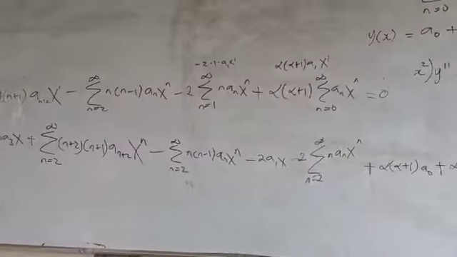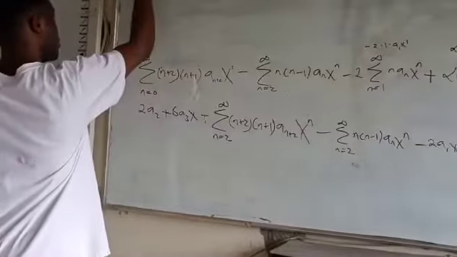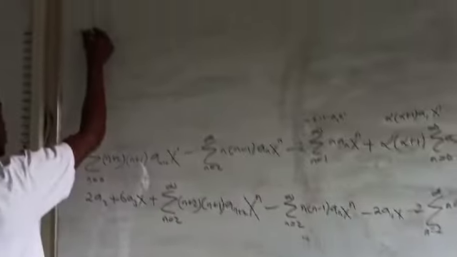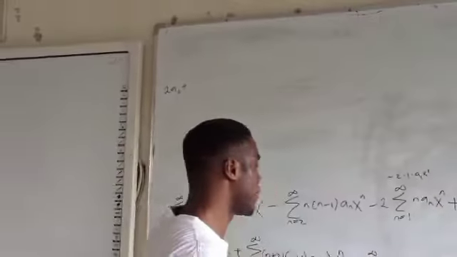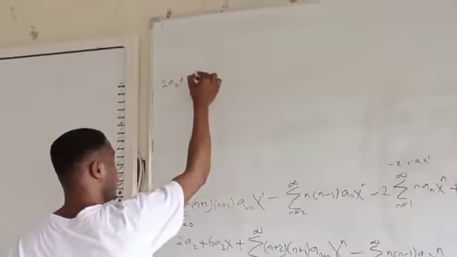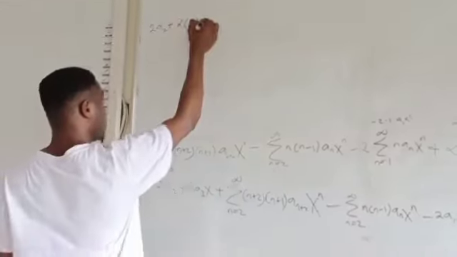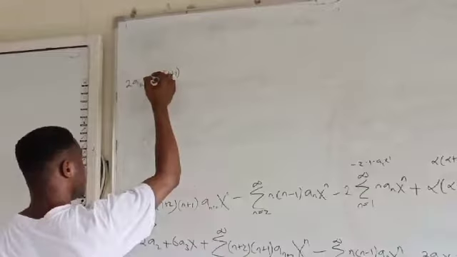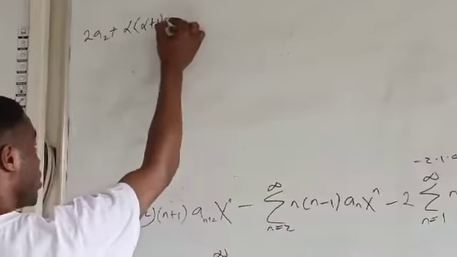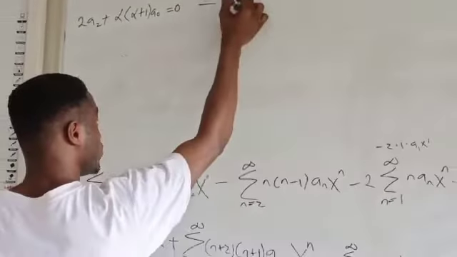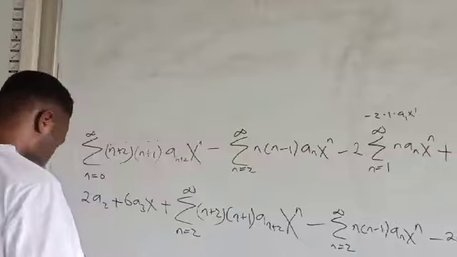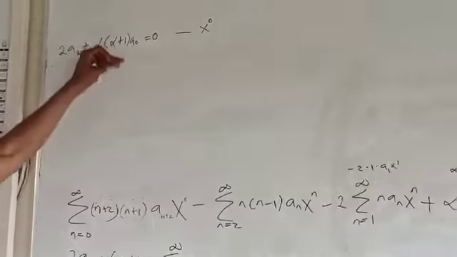So by comparison, we can comfortably say that 2a2 plus alpha bracket alpha plus 1 a naught is equal to 0. Okay, so this happens when x is raised to the power of 0.